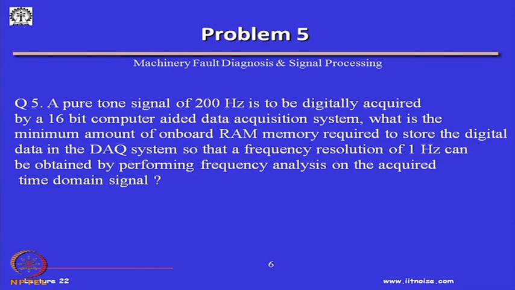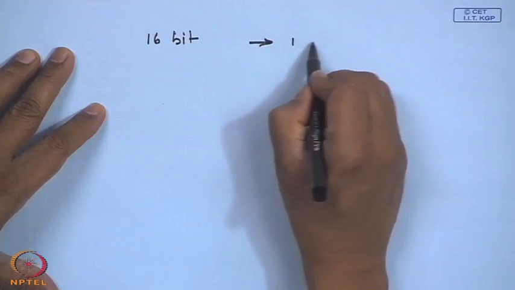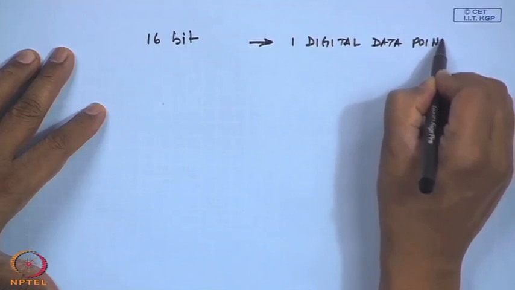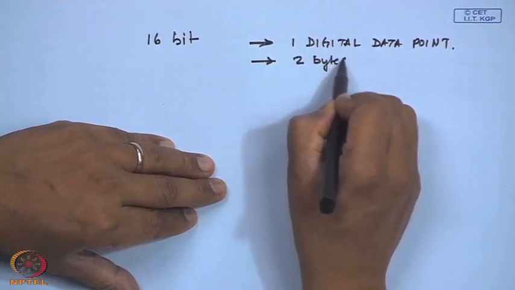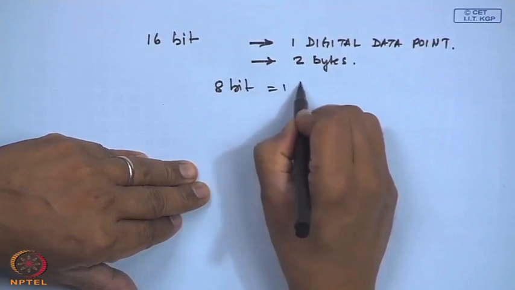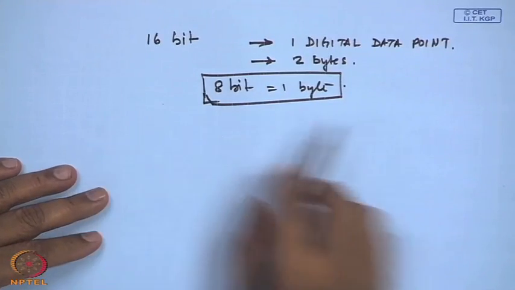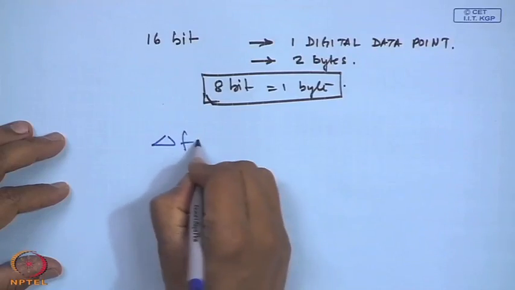In the next part of the system, it is a 16-bit computer. That means one digital data point will be stored in 16 bits, which corresponds to 2 bytes, because 8 bits is equal to 1 byte. Now, this pure tone signal, which has been sampled, will be processed digitally into the frequency domain, so that the frequency domain resolution delta f is equal to 1 hertz.